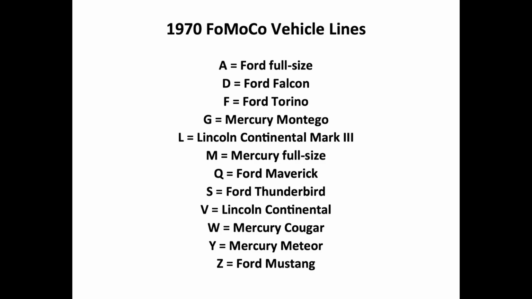G equals Mercury Montego. L equals Lincoln Continental Mark III. Yes, it's a Lincoln. M equals Mercury full-size. Q equals Ford Maverick, S equals Ford Thunderbird, V equals Lincoln Continental, W equals Mercury Cougar, Y equals Mercury Meteor, which were built and sold only in Canada, and finally Z equals Ford Mustang. These 12 vehicle lines saw a total of just over 2.5 million units built for the 1970 model year.